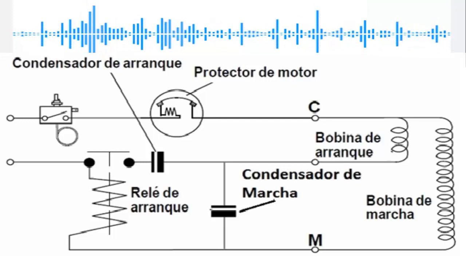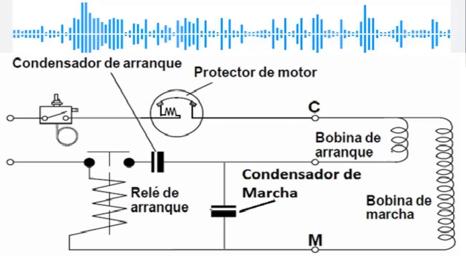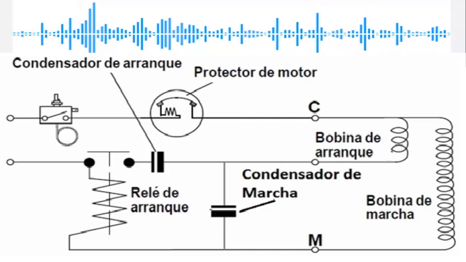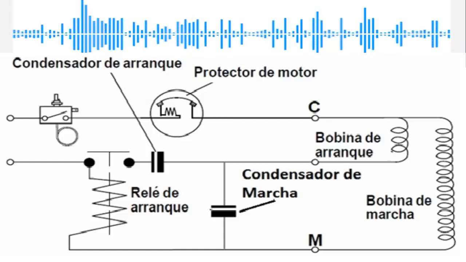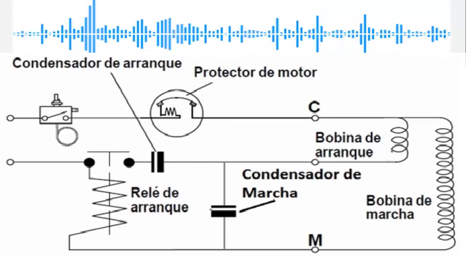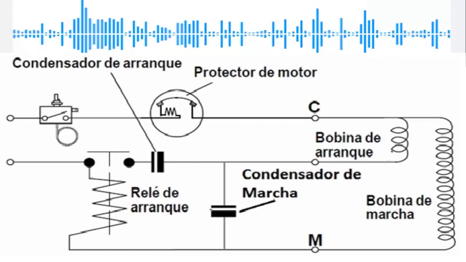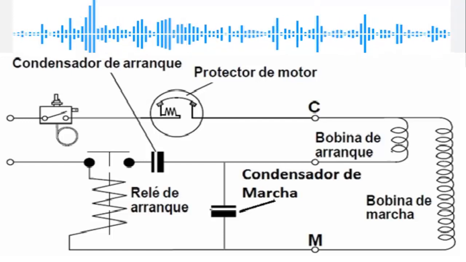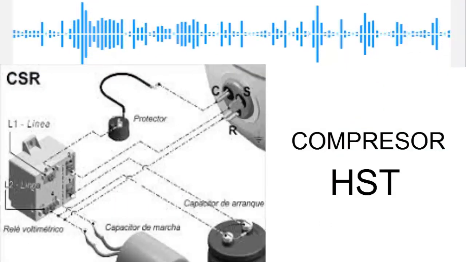HST compressors with CSR motors have an induction motor with a start capacitor, but they also use a run capacitor. CSR compressors include a relay to control the start capacitor's action. The voltmeter relay is widely used in this type of compressor and has normally closed contacts. The relay coil is connected in parallel with the compressor's start coil.